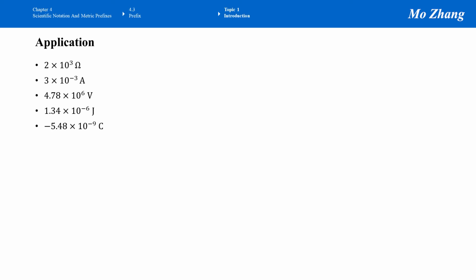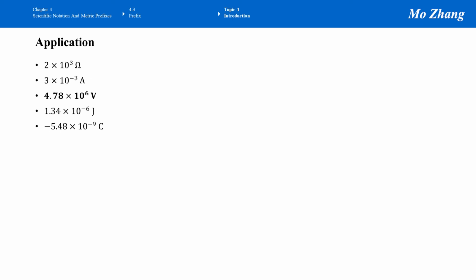We want to replace the power of 10 part by the equivalent prefix. For example, 2 times 10 to the power 3 ohm: that 10 to the power 3, which is 1,000, can be replaced by kilo. So 2 times 10 to the power 3 ohm is the same as 2 kiloohm. The next number, 3 times 10 to the power negative 3. 10 to the power negative 3 is milli. So this number is the same as 3 milliamps.